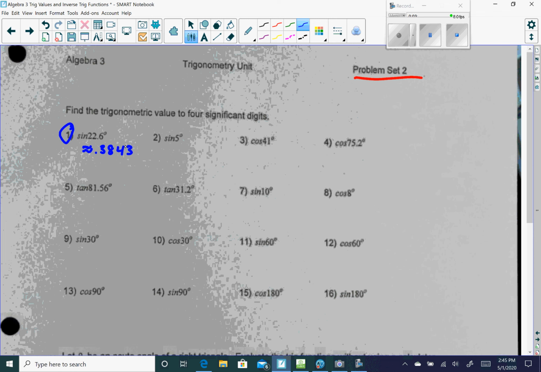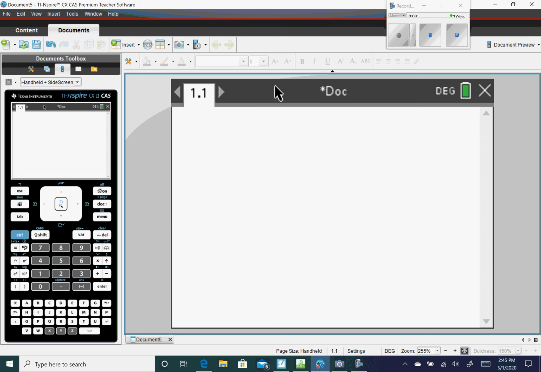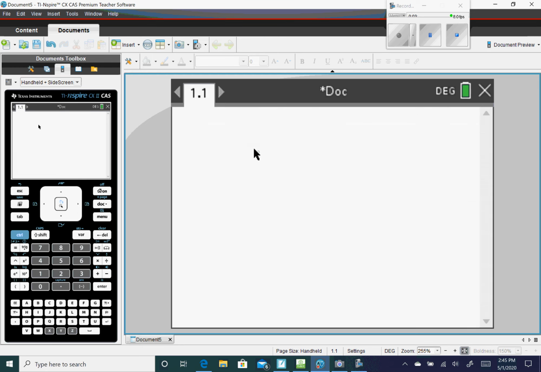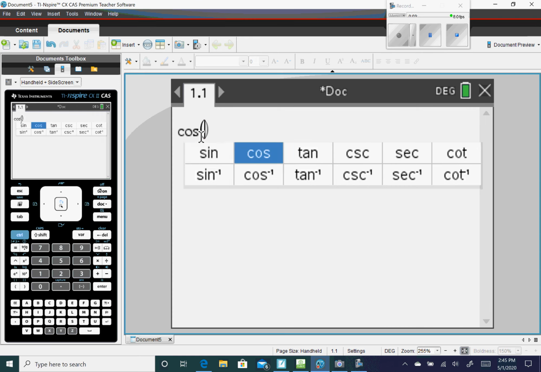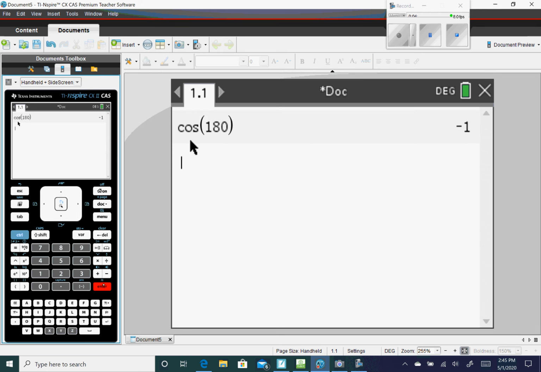All right, next let's go down to number 15. Type in cosine of 180. For this one, I want to show it on the Inspire calculator. So go to Add Calculator. Hopefully this doesn't go crazy now. No, it's still going crazy. All right, so we want cosine of 180. I don't know if it'll let me type it in. There we go. Cosine of 180. Hit enter, and we get a nice number here. Obviously no need to round, so it's just -1.